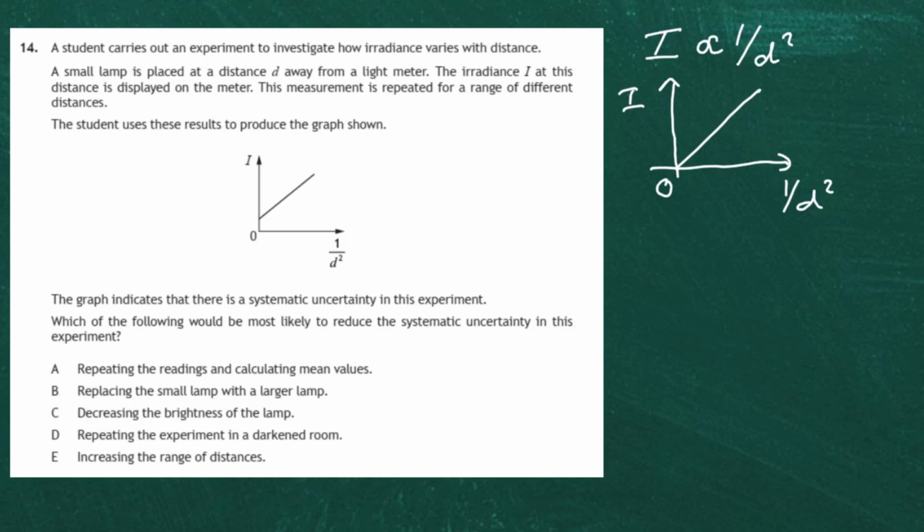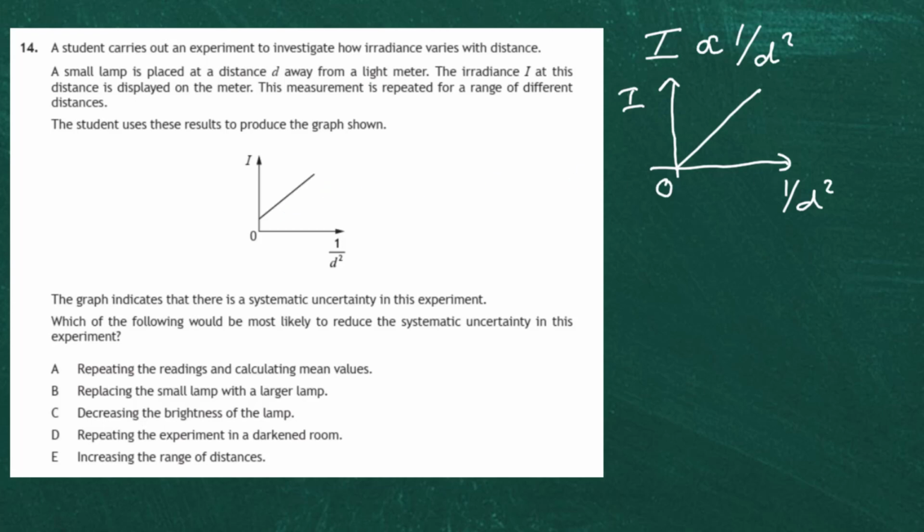Now if you look through all the different responses, part A, repeating the readings and calculating mean values, that's not going to reduce the systematic error, which is an error involved in the actual experimental setup. Replacing a small lamp with a large lamp, well, that will totally destroy your irradiance being directly proportional to 1 upon d squared, because that only works for a point source of light. So if you make the bulb bigger, it will not give you the straight line. So we can rule that one out. Decreasing the brightness of the lamp, that will be in every result, and it will just give you the same sort of graph as this.